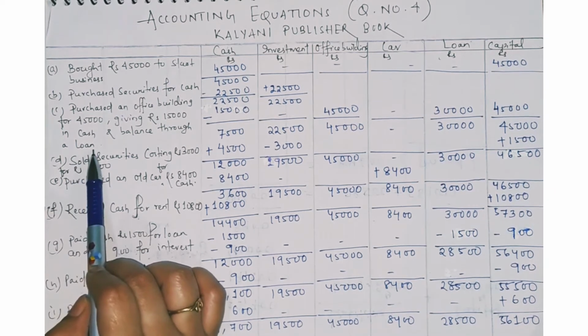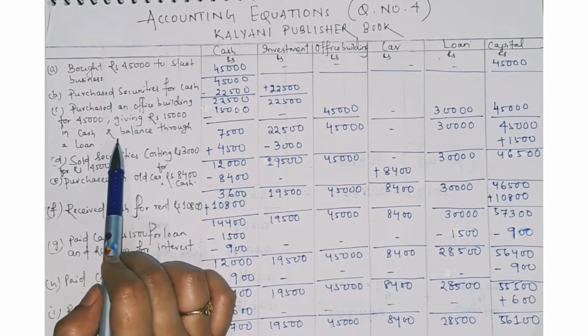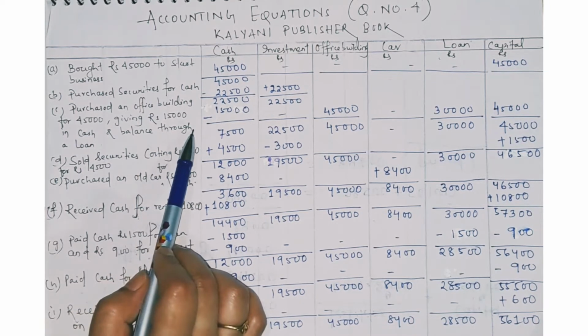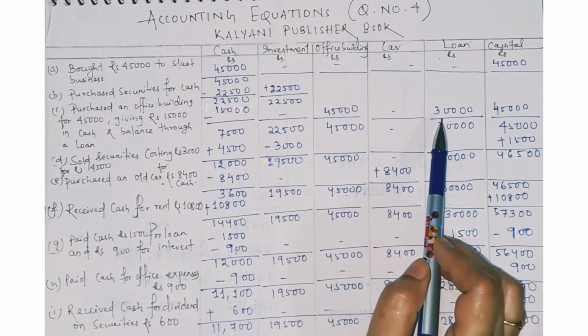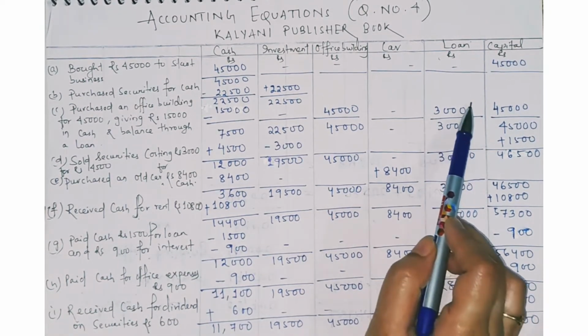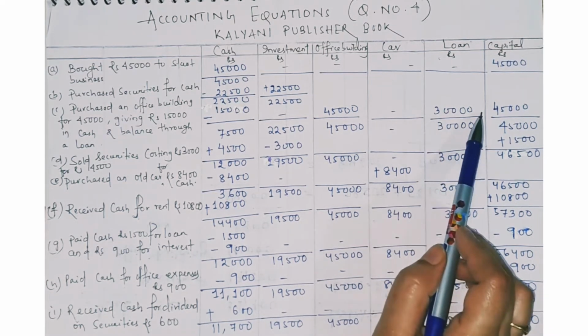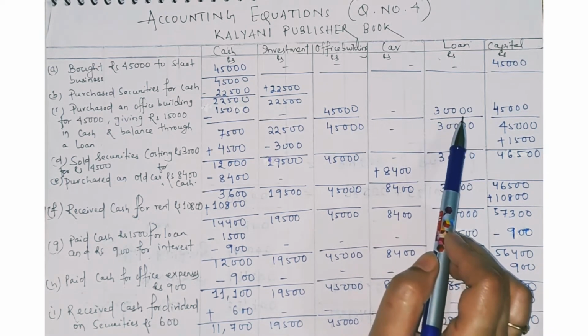We have taken a loan to pay the balance of rupees 30,000. So 30,000 here becomes our liability in the business. So 30,000 is shown as loan in the business.